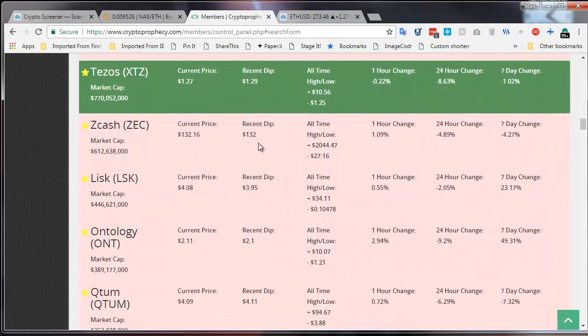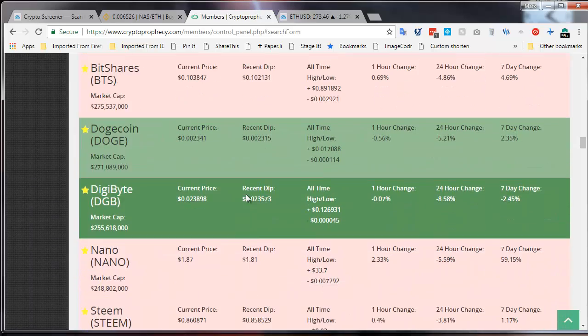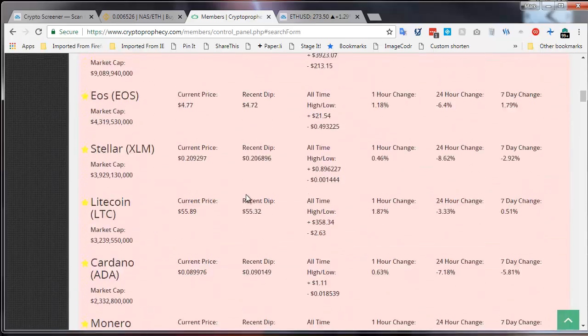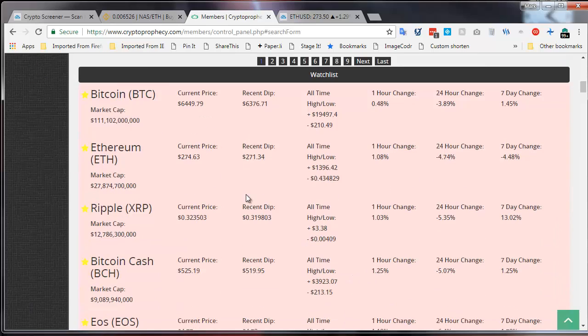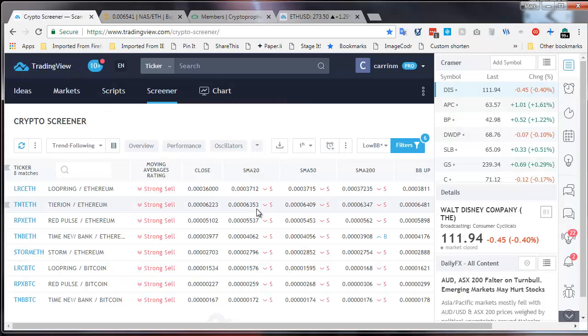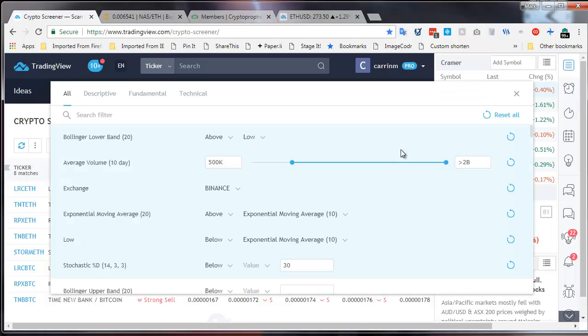So we have one here called Tezos, Digibyte, and those are the candidates for trading. So that's the first level of screening: is it something that has been dropping reasonably hard and that is a candidate for turning around. The next part is to look at a screener that screens for those Bollinger Bands. The tool I'm using here is called TradingView, and I've created a screen which has got the Bollinger Band test in it.